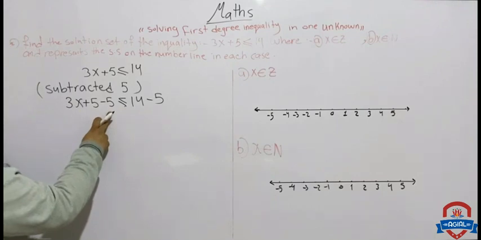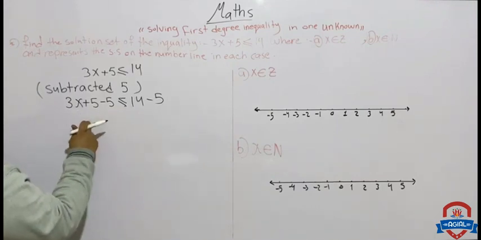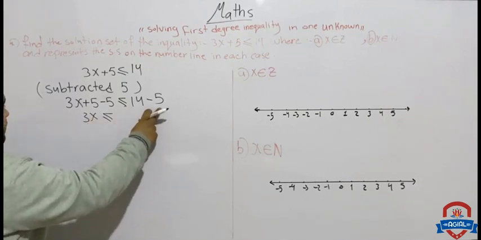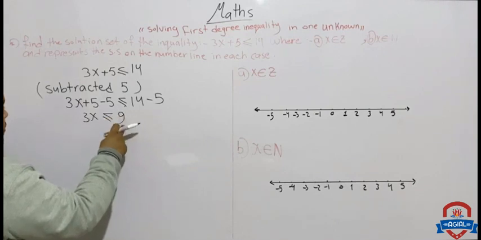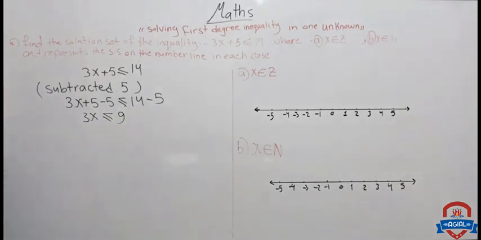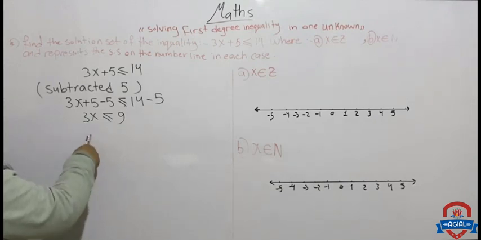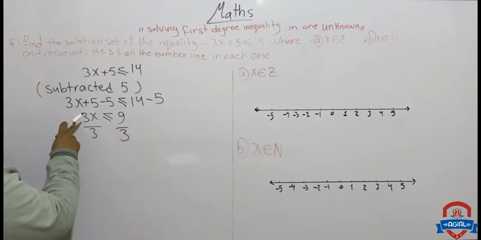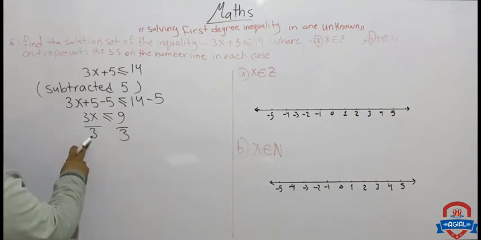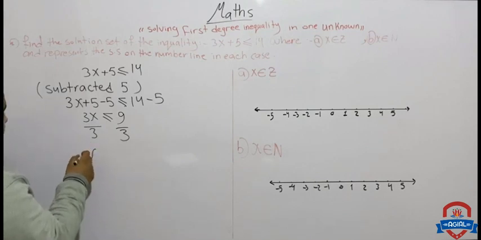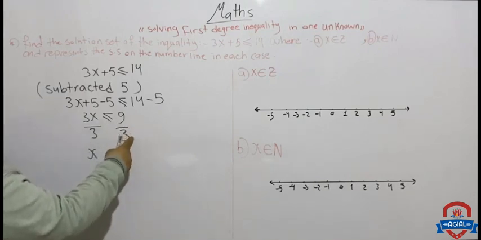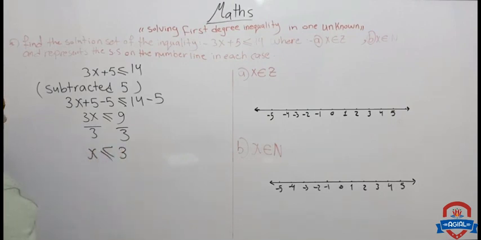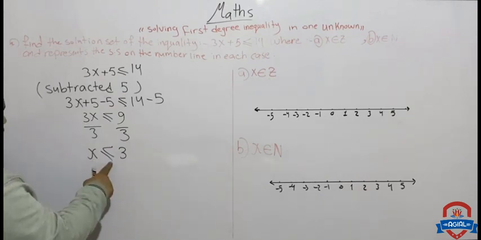5 minus 5 equals 0. So the left hand side equals 3x. 14 minus 5 equals 9. So the right hand side equals 9. And now we should divide both sides by 3. 3 over 3 equals 1. So the left hand side equals x. 9 over 3 equals 3. So the right hand side equals 3. So x is less than or equal to 3.